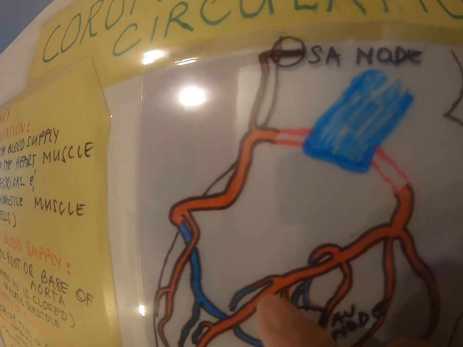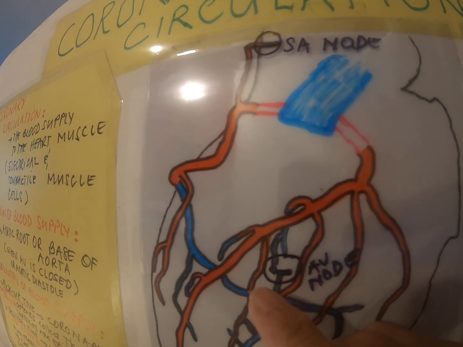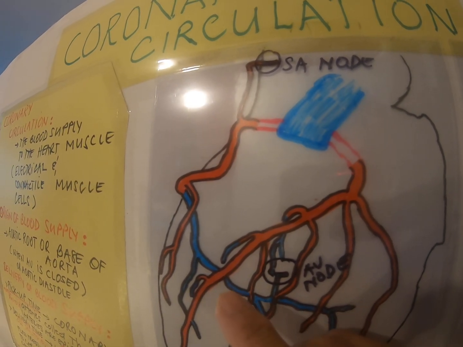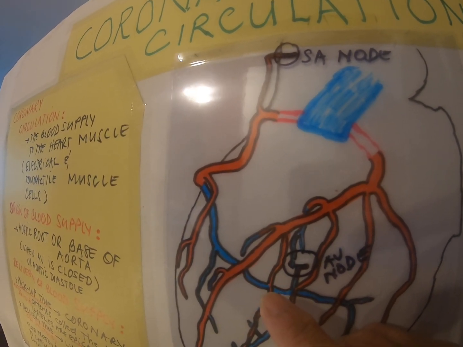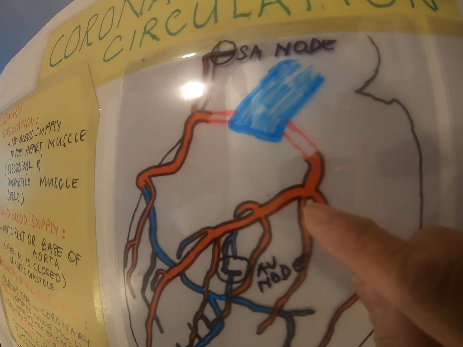So they get the blood supply, both of them, from the right coronary artery. Okay? And the right coronary artery supplies a little bit to the left ventricle at the back. So how about this left side here?